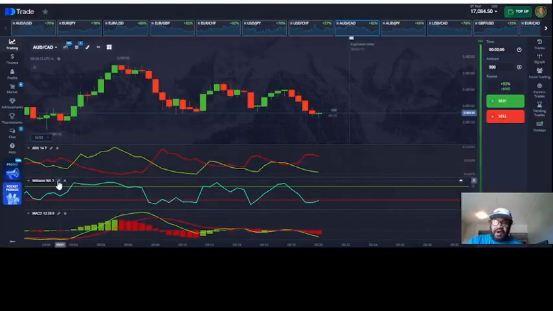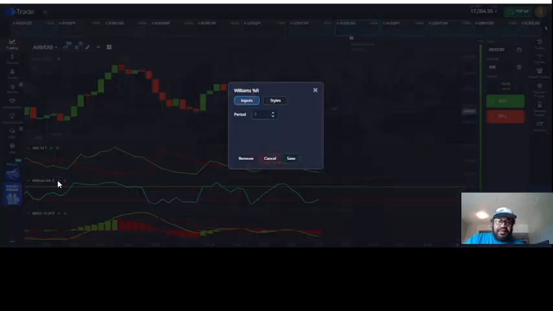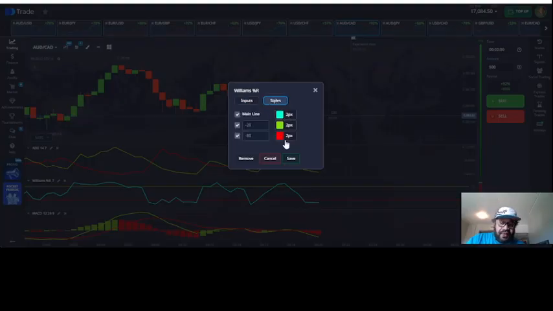For the Williams percent R indicator, I've set the period to 7, and in the style settings, I've increased the line width for all three of the lines to 2 pixels each. The minus 20 line, green, 2 pixels. The minus 80 line, red, 2 pixels. Main line, turquoise, 2 pixels. So we can go ahead and save that.